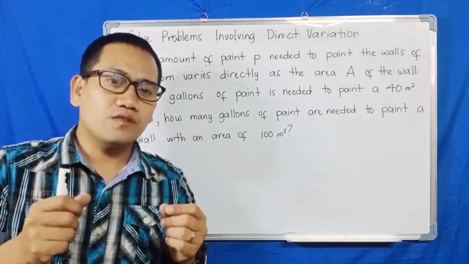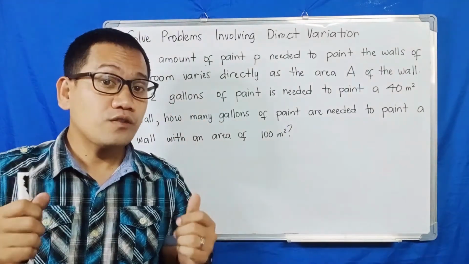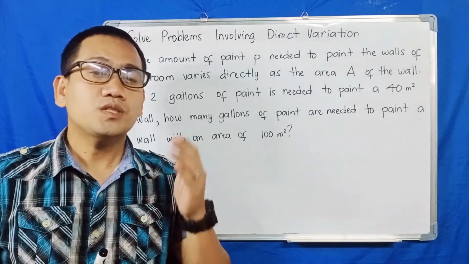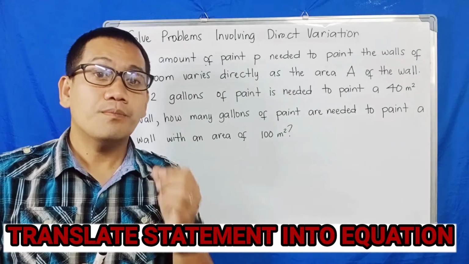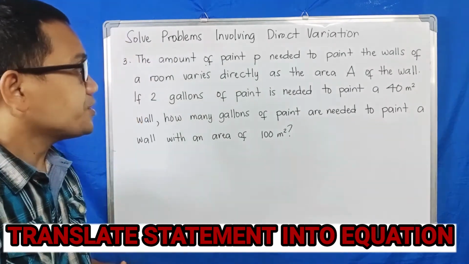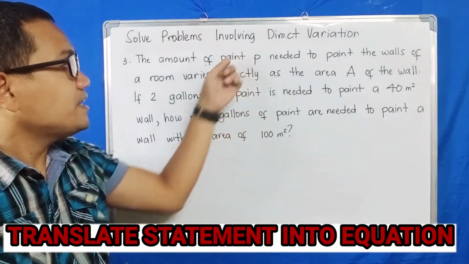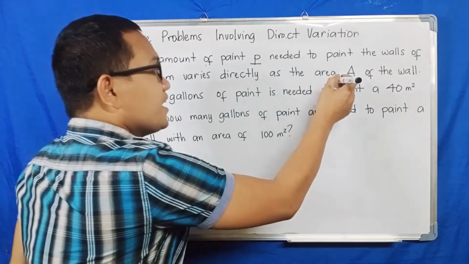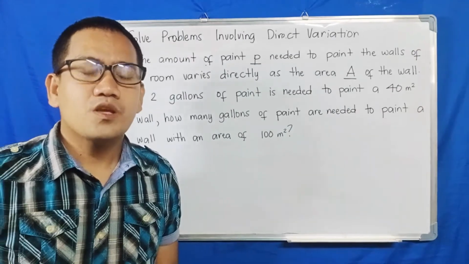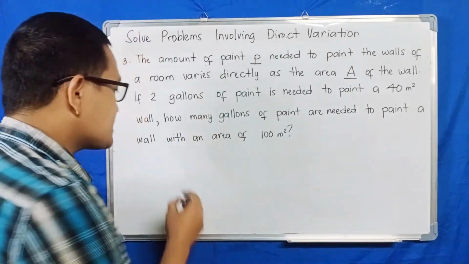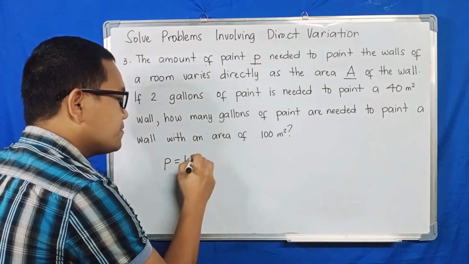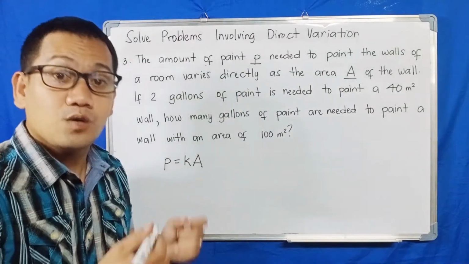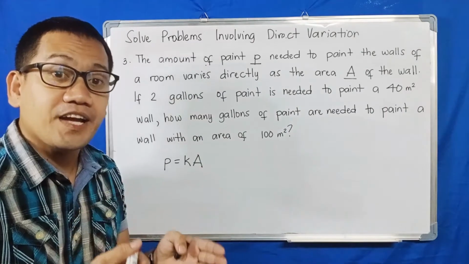This problem involves direct variation. And for us to solve this problem, let us apply the concept we had a while ago. First is to translate our statement into mathematical equation. In this certain problem, it states that the paint P needed to paint the wall varies directly as the area A of the wall. So mathematically, it can be written as P equals KA, where P represents the paint needed to paint the wall, and A represents the area of the wall.